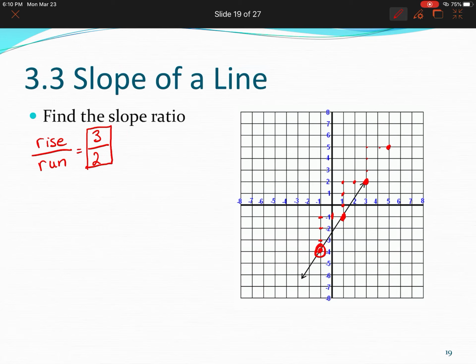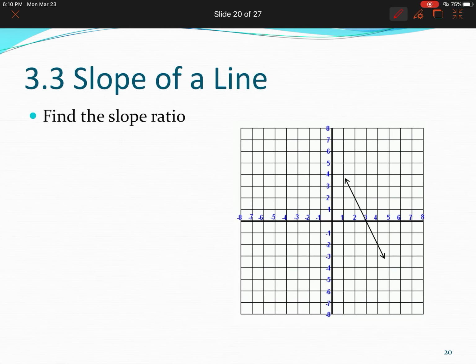And so remember in section 3.1 we talked about how these points that are on this line are solutions to an equation. Well, right now we don't know what the equation is, but we know that if we want to find a solution to it, if we go up 3 and right 2 for this particular line, there's going to be another solution. And that will be a whole number solution, which is going to be really, really helpful for us.